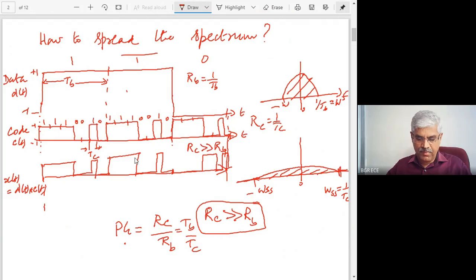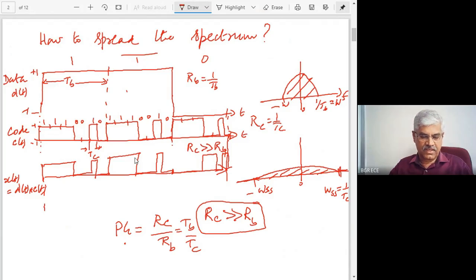RB is the bit rate, which is not in our hands. Somebody gives you digital speech, digital video, digital data, whatever it is, at a particular rate to be transmitted. It is for you to select what should be the RC. RC is a design parameter. Who will decide the RC? This ratio, PG, how many times I have to increase the bandwidth, depends upon how severe the jamming is, how severe the impairment in the channel is. Depending upon that, you will choose the RC, the rate at which you generate the code.